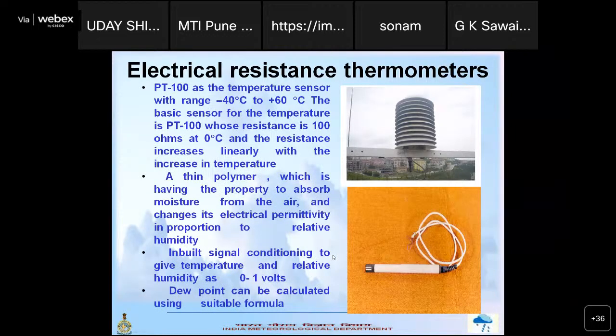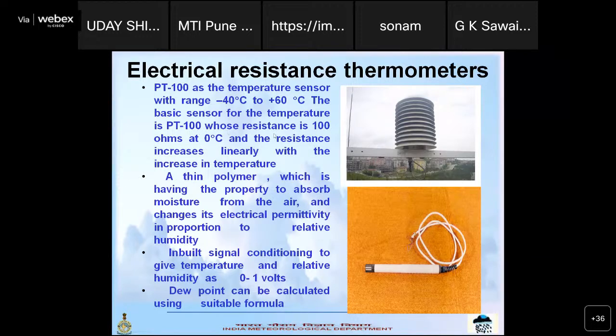Now, how can this temperature be recorded electronically? There is a probe. We have PT100, the sensor for temperature, platinum 100. Why is it called 100? Because its resistance shows 100 ohm at 0 degrees Celsius. That's why it is called the PT100 sensor, platinum 100 sensor.